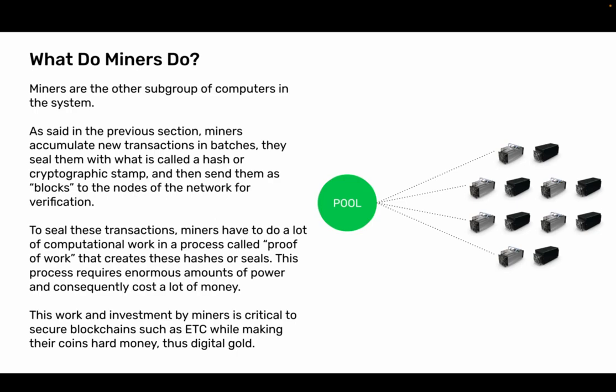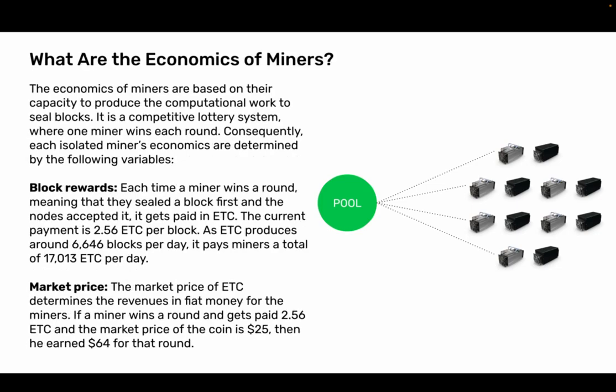This process requires enormous amounts of power and consequently costs a lot of money. This work and investment by miners is critical to secure blockchains such as ETC while making their coins hard money, thus digital gold. What are the economics of miners? The economics of miners are based on their capacity to produce the computational work to seal blocks. It is a competitive lottery system where one miner wins each round. Consequently, each isolated miner's economics are determined by the following variables.